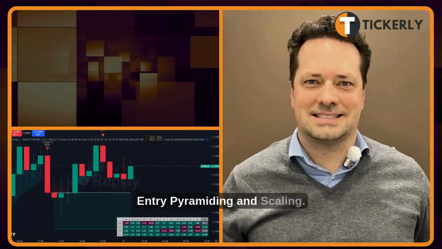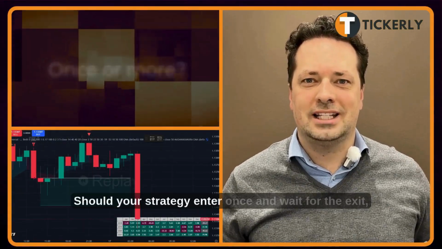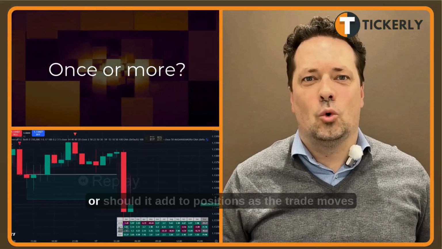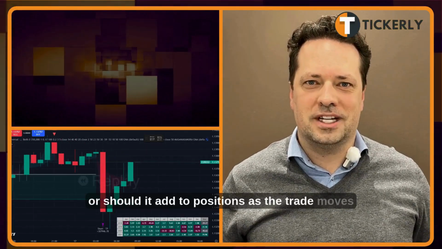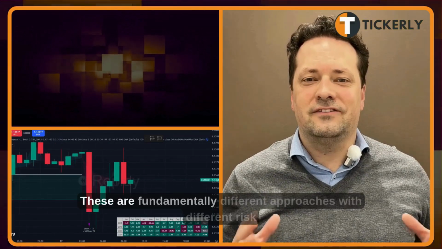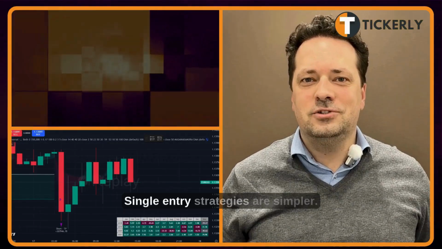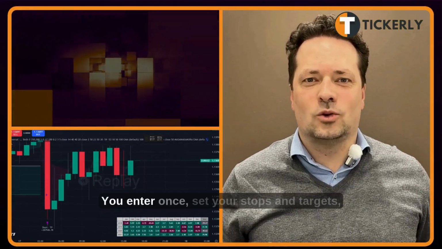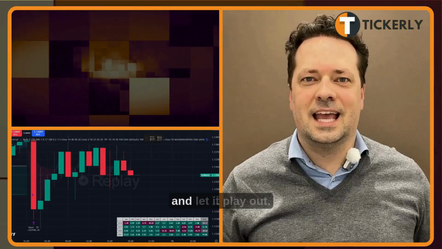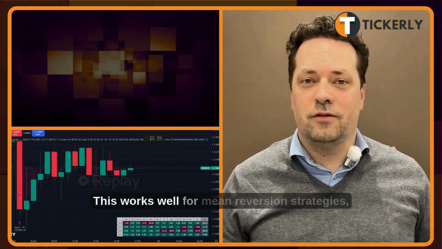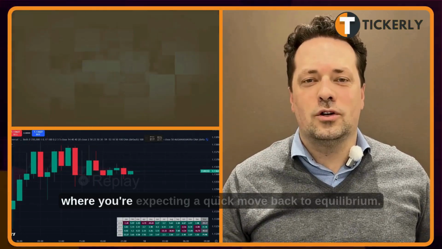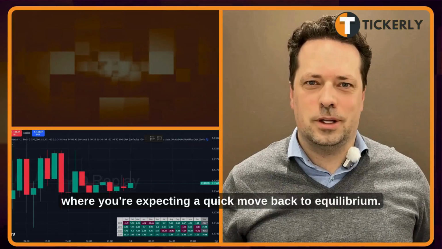Entry pyramiding and scaling. Should your strategy enter once and wait for the exit, or should it add to positions as the trade moves in your favor? These are fundamentally different approaches with different risk profiles. Single entry strategies are simpler. You enter once, set your stops and targets, and let it play out. This works well for mean reversion strategies where you're expecting a quick move back to equilibrium.